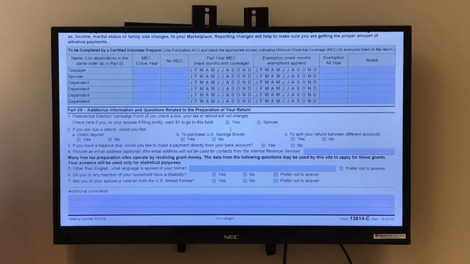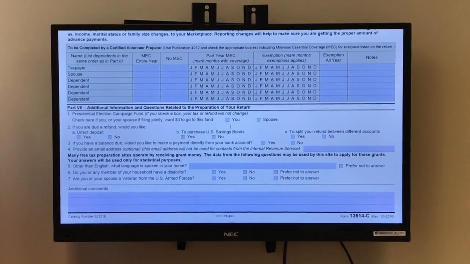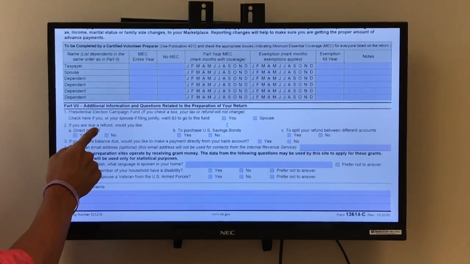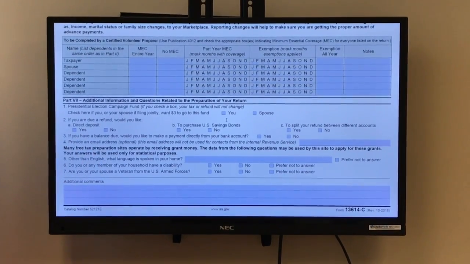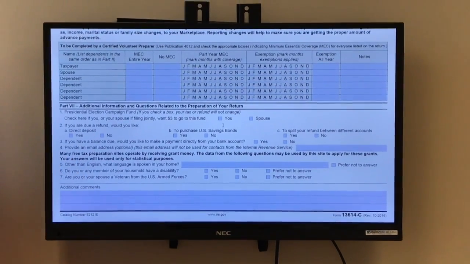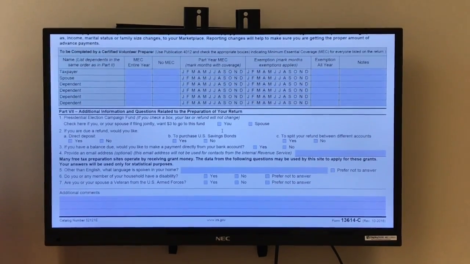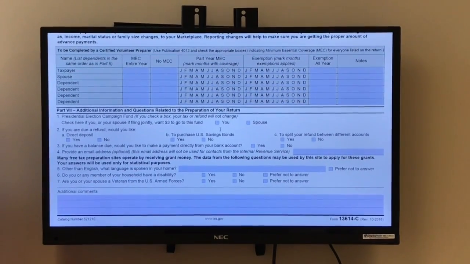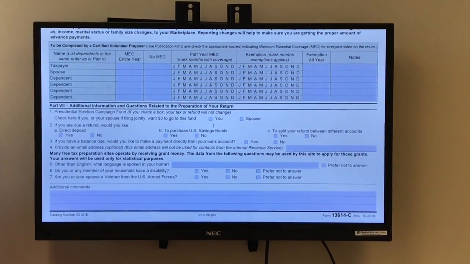Alright guys, moving on to the final section right here. This is just for additional information and questions. Just one thing to point out that is kind of important is the fact that if they do want direct deposit, if they do have a refund, they're going to click yes right here. And if they do check yes, then that means that they're going to have to give you other certain information such as a blank check. So you have the routing and account number, and that's going to be used by us later when we actually prepare the tax return.